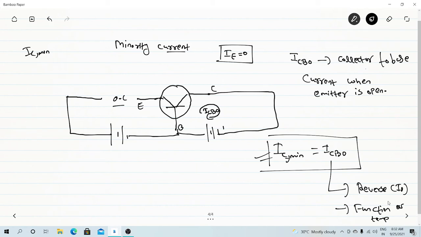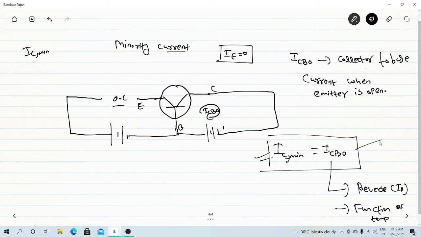Okay, so this is the common thing. This minority current is basically ICBO, collector to base when the emitter is open. Whenever we are discussing the minority current, it is the IC minority current. This is basically an output section, output current, and the input current we are making 0, and we are saying ICBO.